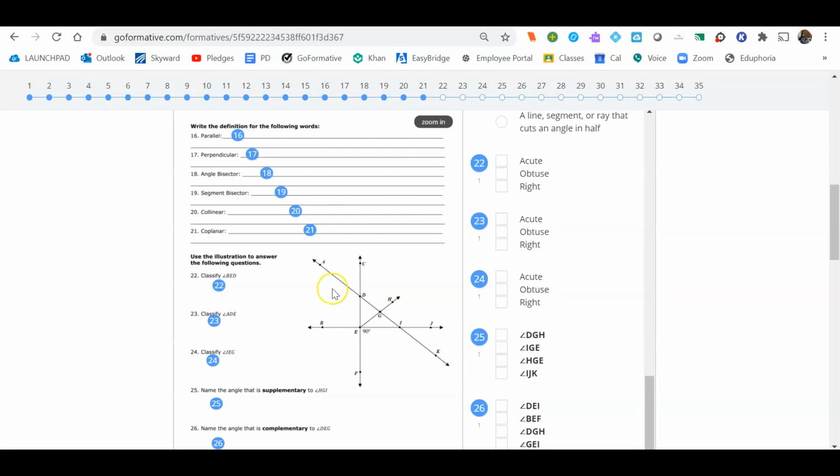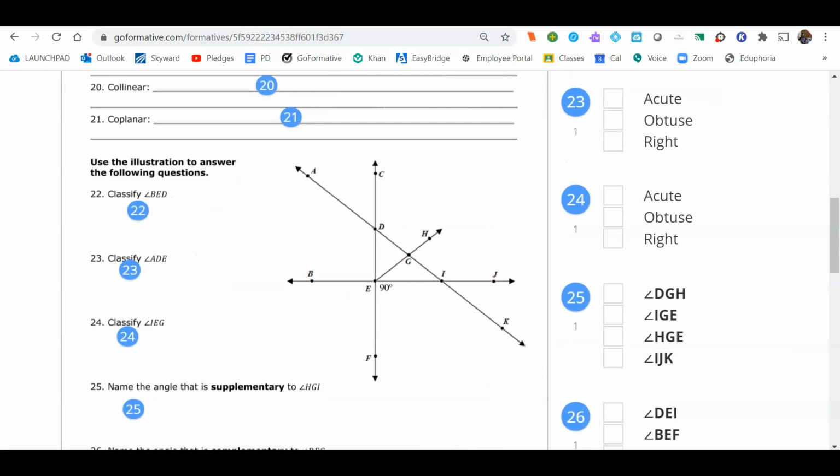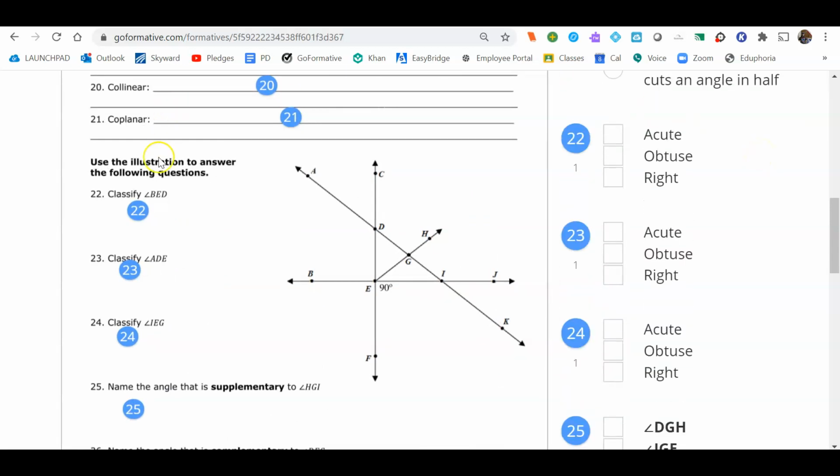Now, let's talk about 22. I need to zoom in a little bit. Okay. So on 22, classify BED. So I'm looking at B to E to D. So right there, the BED, that angle looks right. And you can see it's vertical angles with 90 degrees. So yes, BED has to be a right angle, 90-degree angle, right?